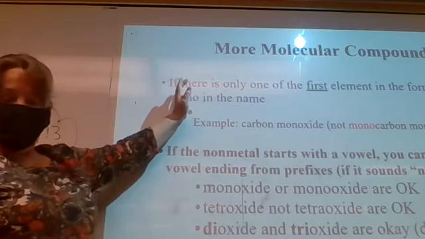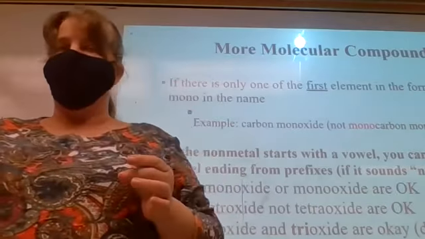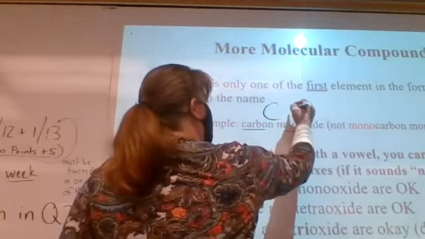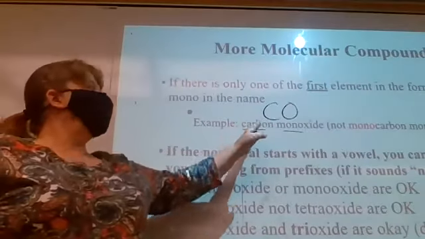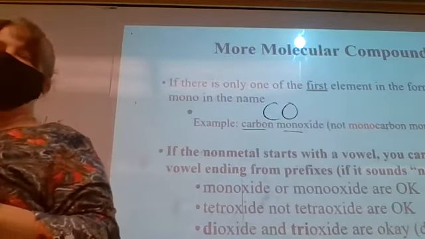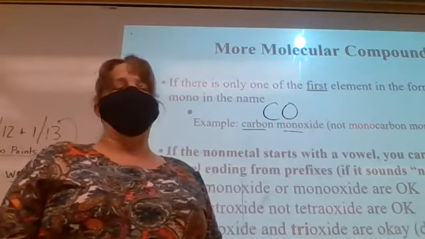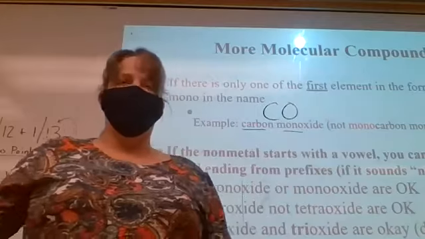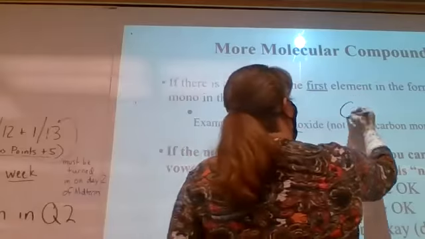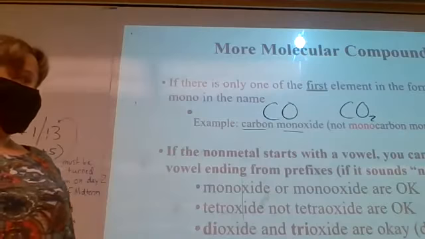This is also in your packet under more molecular compound rules. If there is only one of the first element, okay, so for example, carbon monoxide, which is CO, we don't write the prefix mono if the first element only has one, but we do write it if the second element only has one. So it's a weird little rule. Carbon dioxide is another example. Okay, we don't write monocarbon dioxide, it's just carbon dioxide.